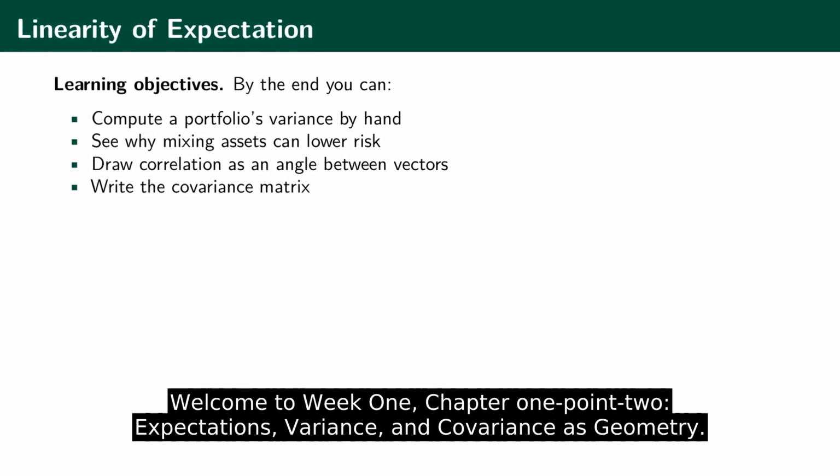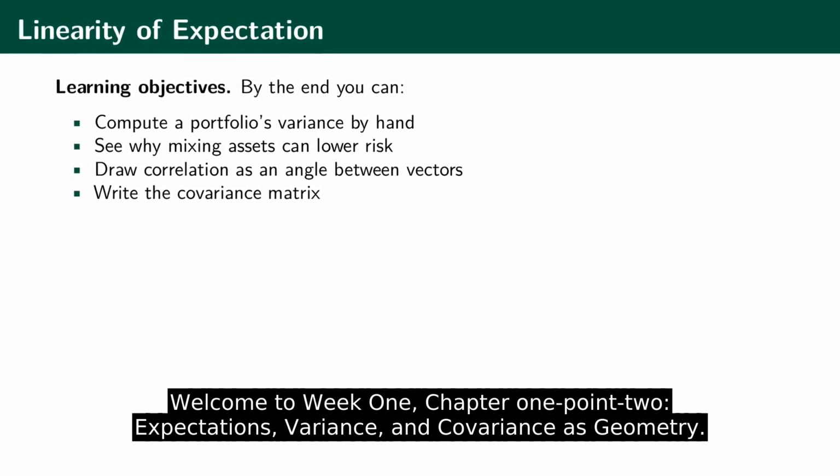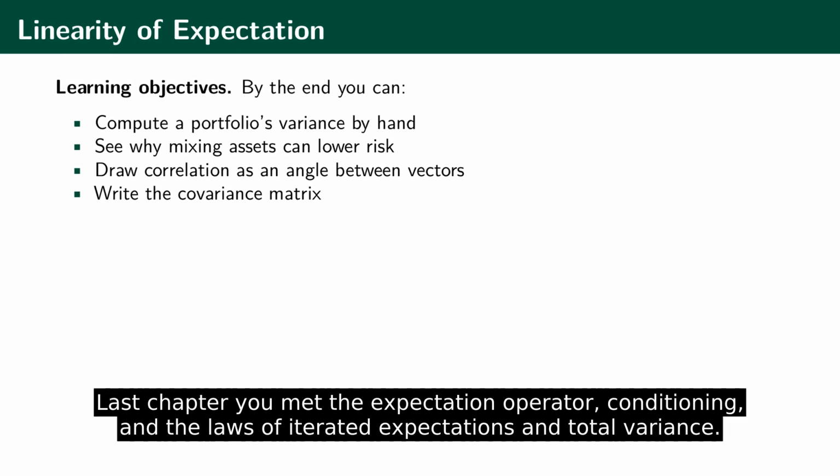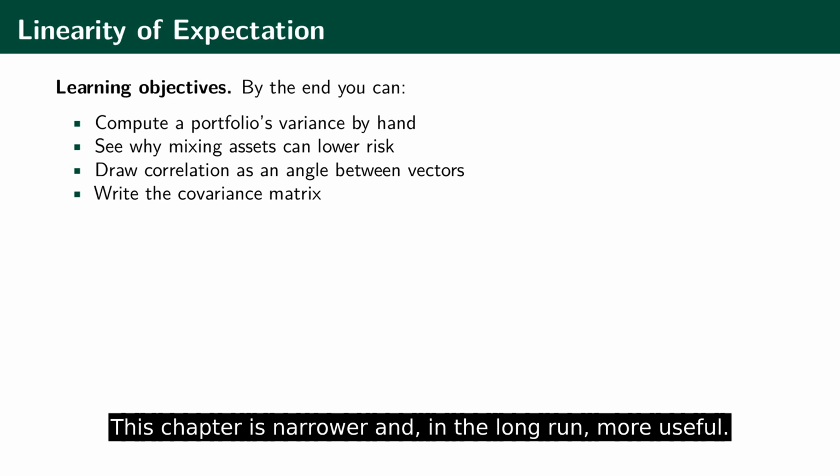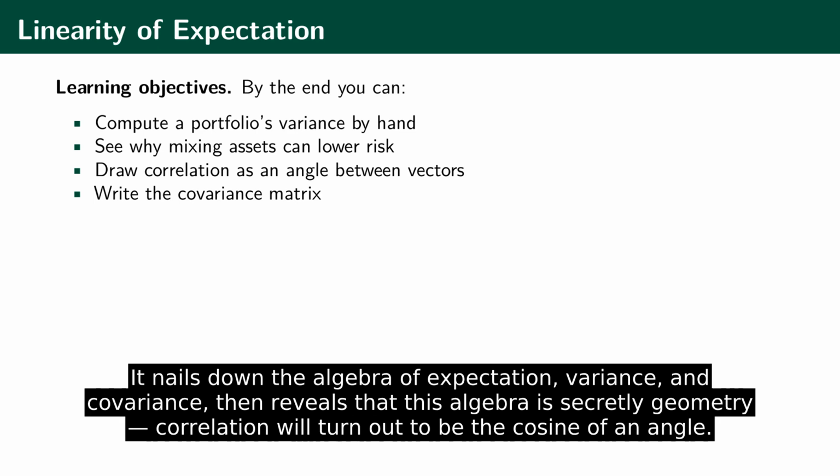Welcome to Week 1, Chapter 1.2, Expectations, Variance, and Covariance as Geometry. Last chapter, you met the expectation operator, conditioning, and the laws of iterated expectations and total variance. This chapter is narrower and, in the long run, more useful.